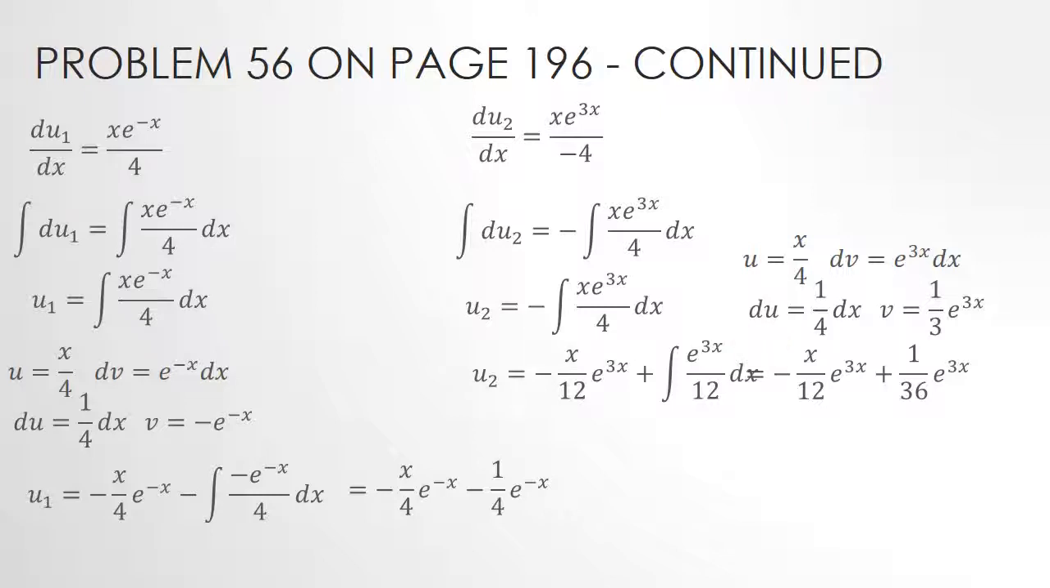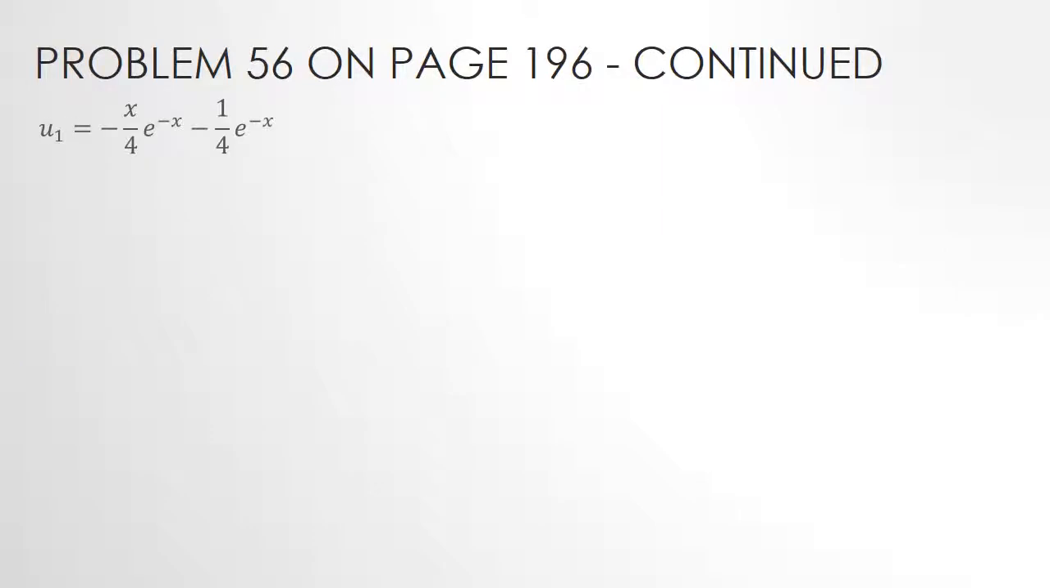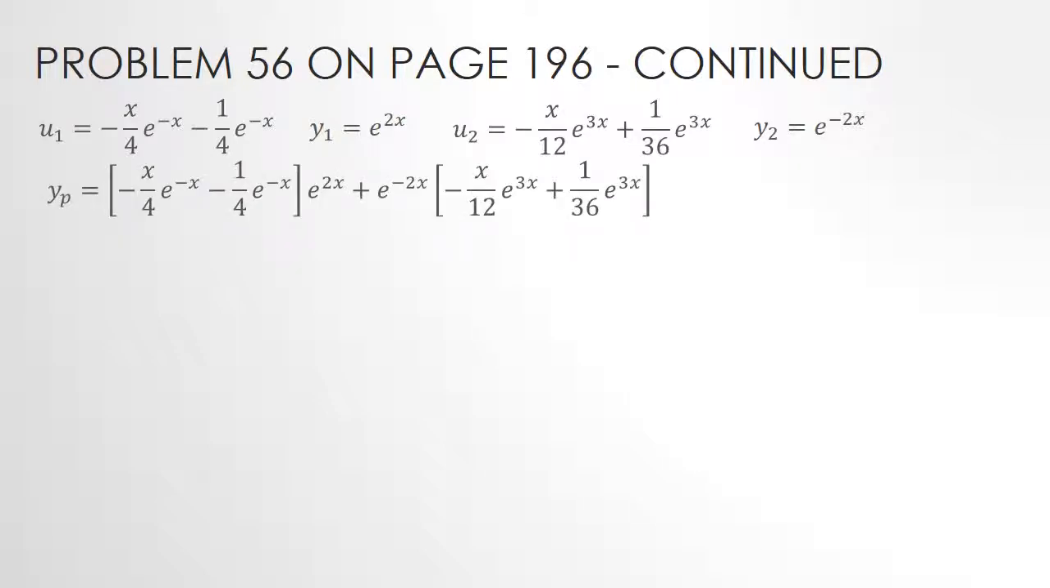And so now I know what u1 and u2 are. I know what y1 and y2 are, and I can get my particular solution now. So what I can do is simplify. I'm going to use these powers of exponents because if I multiply them through, I got an e to the 2x and minus x, so that should be an e to the x. So I have this expression.